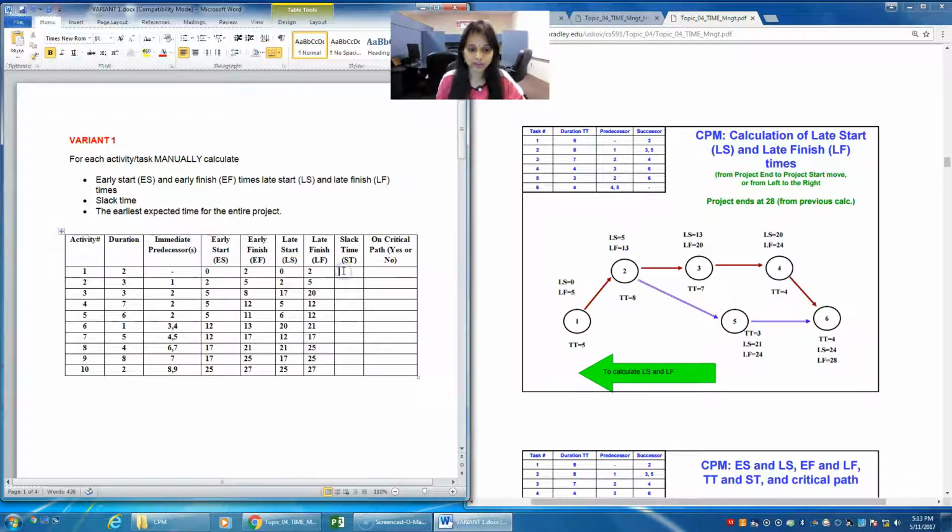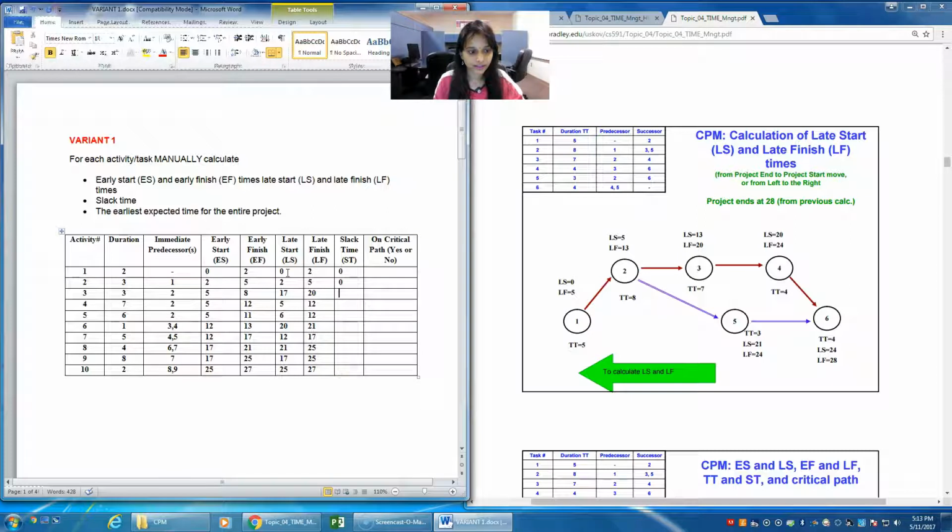So now the slack time is nothing but the difference of early start and late start, or early finish and late finish. So it's nothing but 0. Early start for 1 is 0 and late start for 1 is 0. So 0 minus 0 is 0 again. And then for 2, it's nothing but 2 minus 2, it's 0.